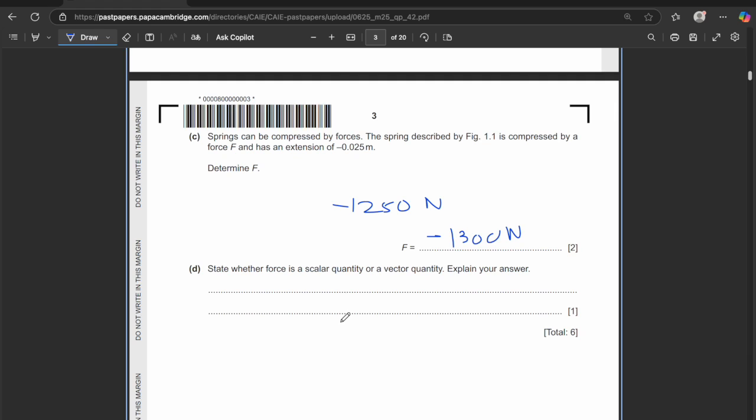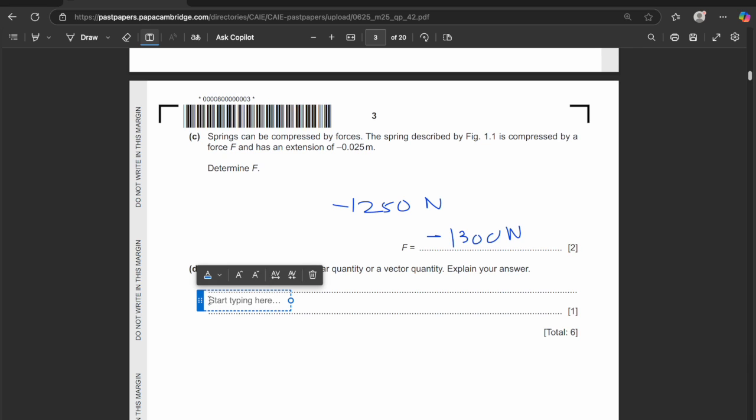D. State whether force is a scalar quantity or a vector quantity and explain your answer. Force is a vector quantity because it has both direction and magnitude.